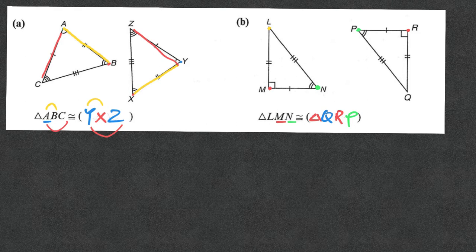Let's look at one more. For example, if I want to know MN, the length, is equal to which side in another triangle, we can look at the last two letters, which is called RP, and these two sides are the same as each other.